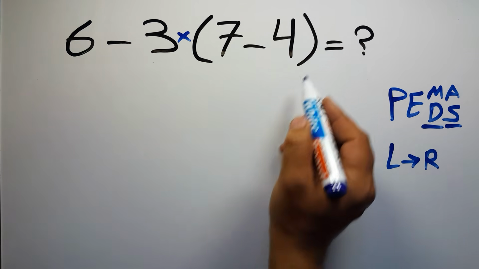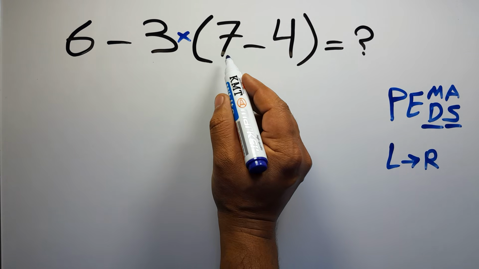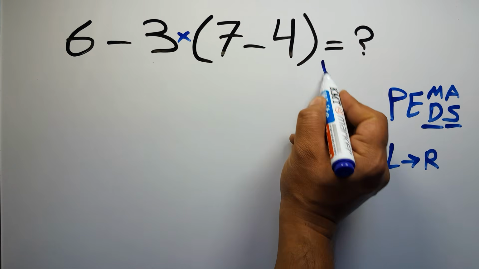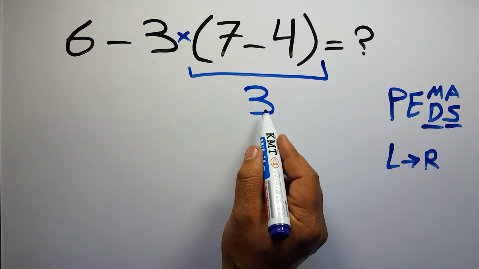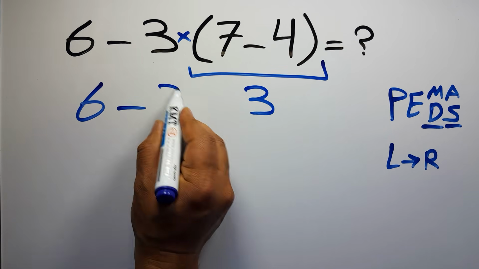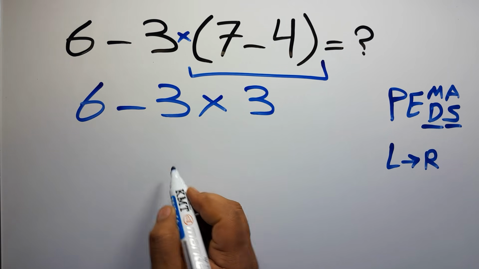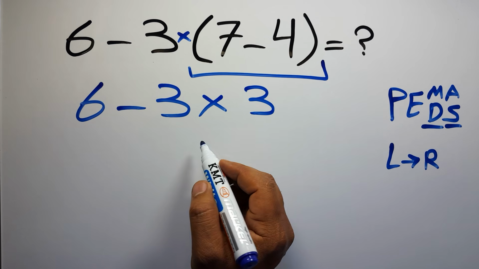So first we have to do this parentheses. Inside this parentheses we have 7 minus 4, which equals 3. So 6 minus 3 then times 3. Now we have one subtraction and one multiplication.